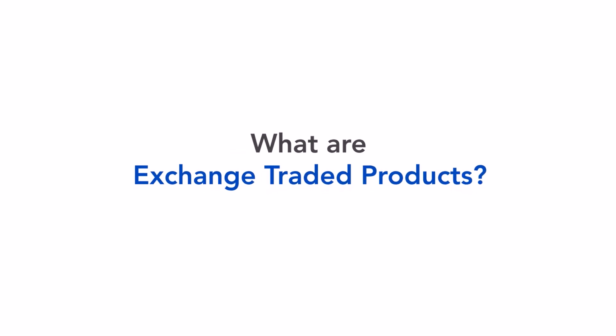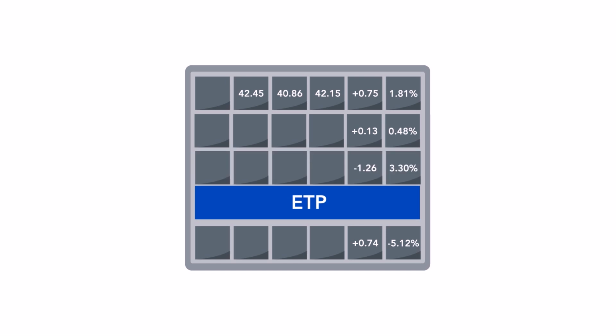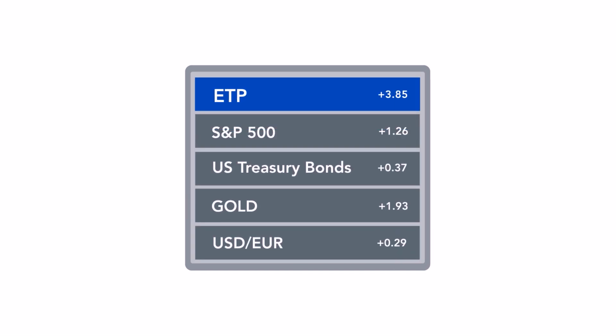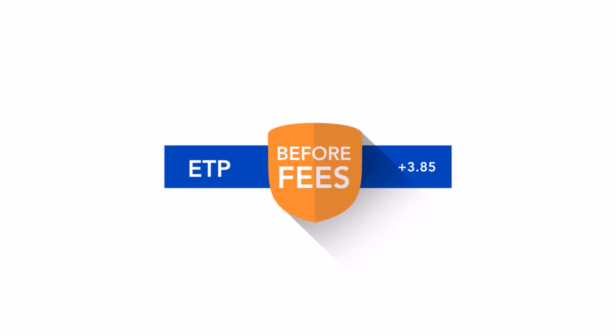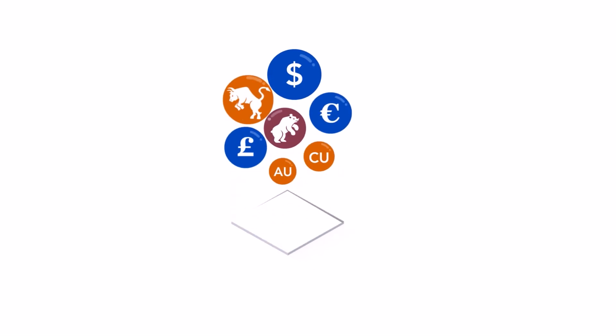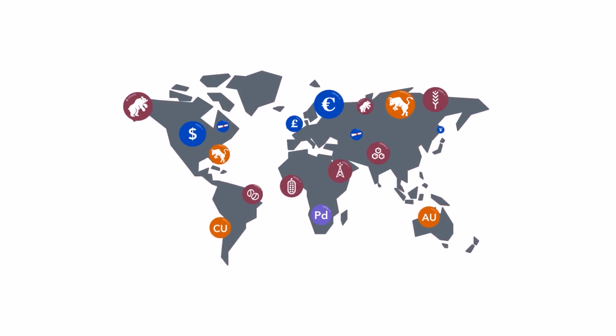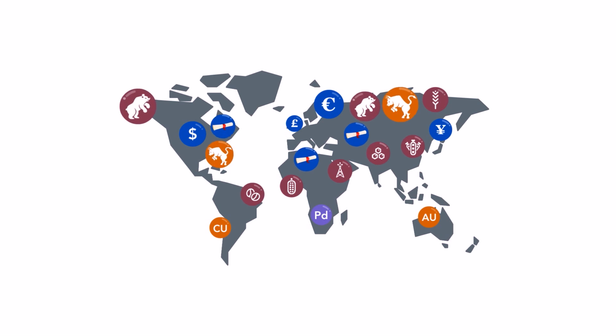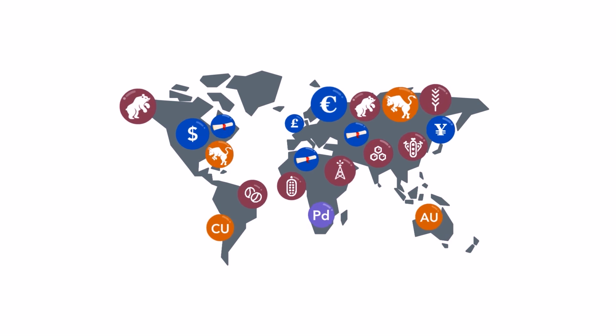An exchange-traded product, or ETP, is a financial instrument traded on a regulated stock exchange. And it's designed to replicate the return of an underlying benchmark or asset before fees, with the easy access and tradability of a share. Exchange-traded products offer investors access to a whole universe of exposures, from traditional asset classes like equities and bonds to alternatives like commodities and currencies, once only accessible for institutional investors.